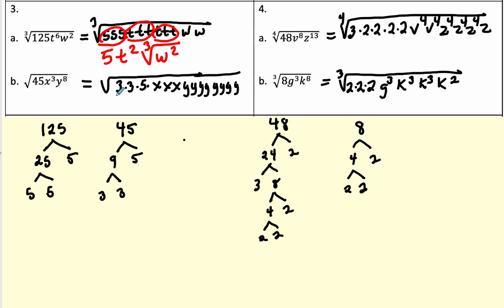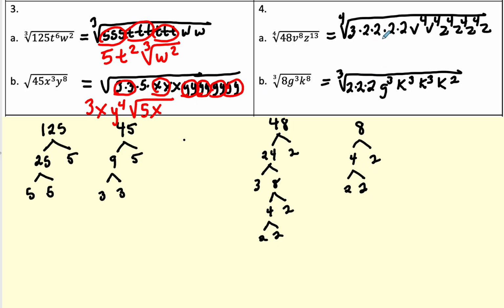This is a square root, so groups of 2 come out, groups of 2. And so this will be 3 x, and since there were 1, 2, 3, 4 groups of y's, I'll have y to the 4th, and this will be square root of 5x. Those are the ones remaining.